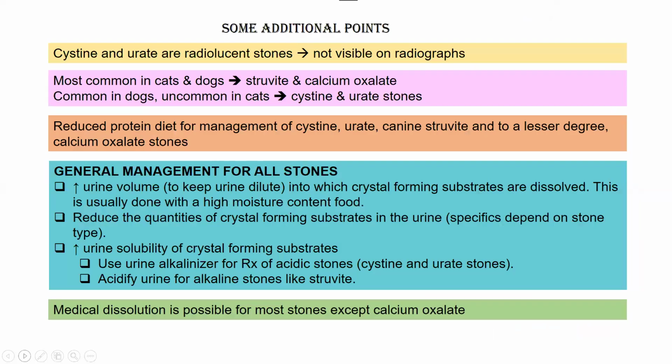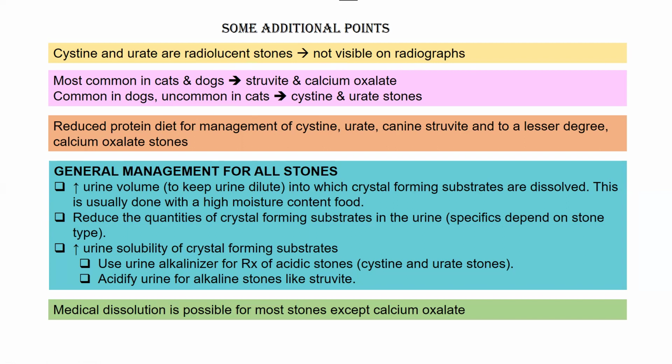Up till now, it was all about the crystals. We have elaborated all the crystals one by one in each video, and these are some additional summing-up points regarding these crystals. Number one, cystine and urate crystals are radiolucent stones, so you are not going to observe or see them on the radiographs. The most common crystals in cats and dogs are struvite and calcium oxalate. The most common crystals in dogs but uncommon in cats are cystine and urate stones.